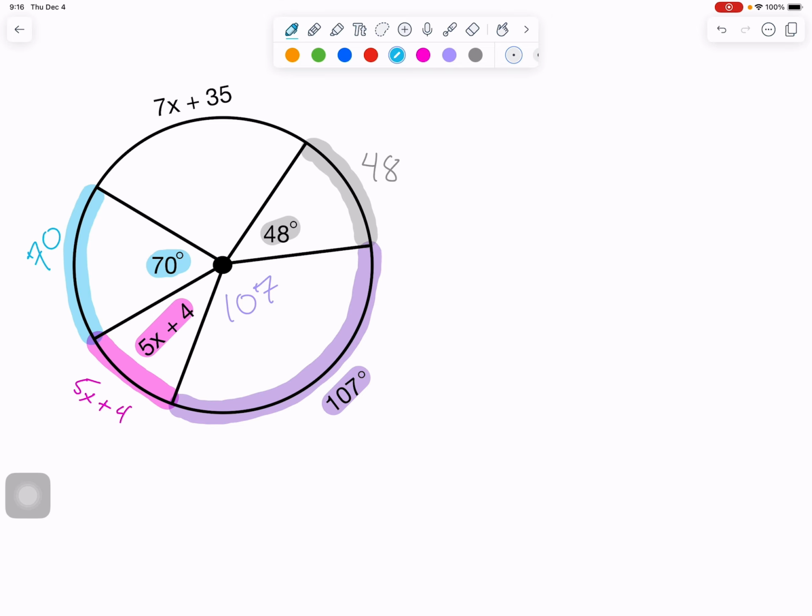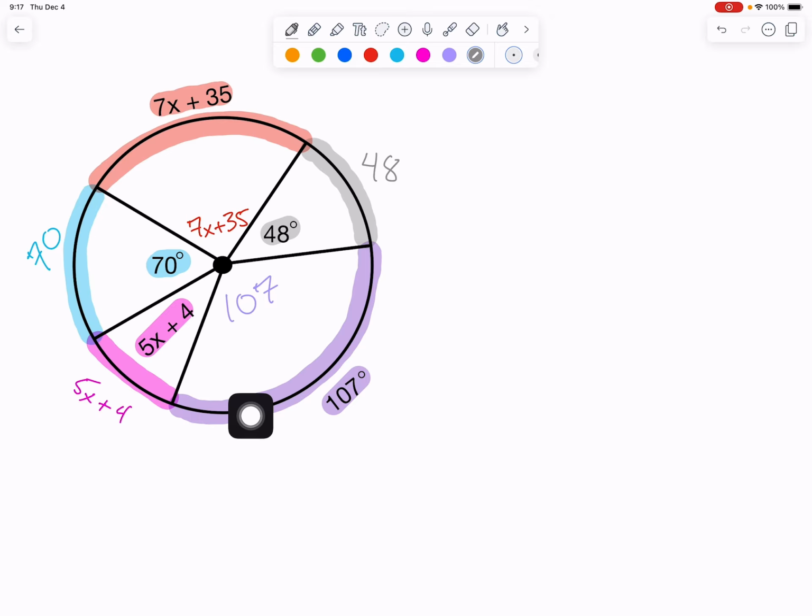This is to build that comfortability. All right, I'm going to highlight our arc of 7x plus 35, and then I will write in that central angle of 7x plus 35. We can pick any of these to start with. I'll start with the 48 because that is what we began with. You do not have to. You can pick any of these. Just make sure to go clockwise with it.